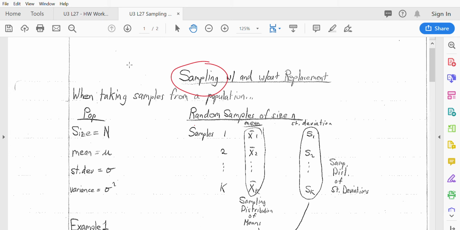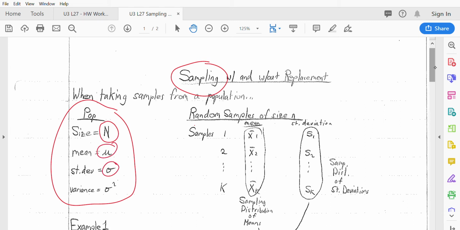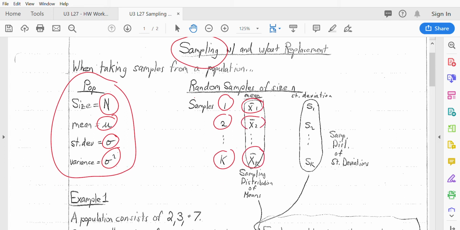Let's get to it. First, let's talk about the population. The population has a size of uppercase N. It always does. A mean of mu. The population has a standard deviation of sigma and a variance of sigma squared. So, statisticians dive into that population, and what they do is they take samples, not one, but a group of samples. Okay, so one sample, two samples, all the way down to k samples, and they get a bunch of sample means, x bar sub 1, x bar sub 2, all the way down to x bar sub k.